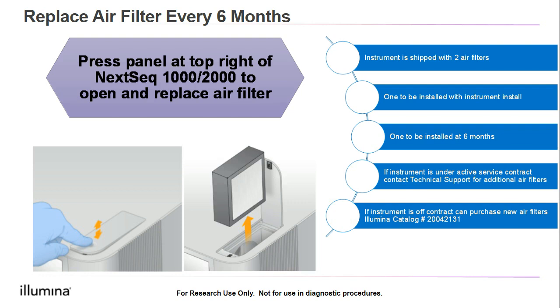The instrument is shipped with 2 air filters. One is installed by your engineer with instrument install, and the other is for you to install at 6 months. If the instrument is under an active service contract, you can contact Illumina Technical Support for additional air filters. If the instrument is off contract, filters can be purchased through Illumina, and I've included the catalog number here.